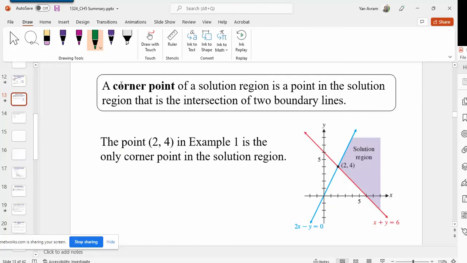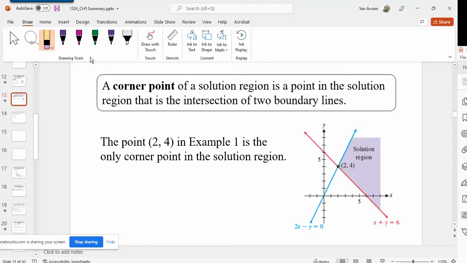Okay, this intersection point is called a corner point. A corner point of the solution region is a point in the solution region that is the intersection of the two boundary lines. Okay, so this one is the corner point. Actually, we can say there's another corner point right here. This point is also the corner point. Okay, because this is the region, right? So we have one corner point right here. Not quite a corner point, because, okay, I take it back. This is not a corner point because we do have this region extended in here.